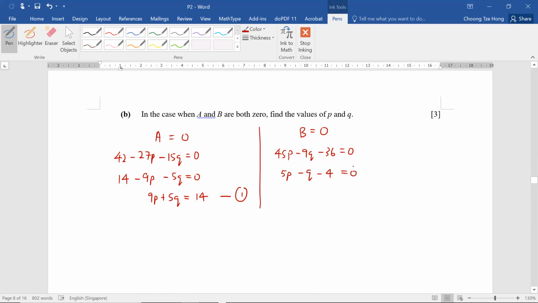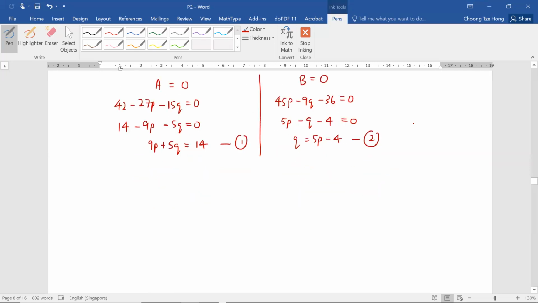Usually for simultaneous equations, in this case I think we'll make q the subject, and then we'll use substitution. If I make q the subject, then I'll have 5p minus 4. I'll call this equation 2. So we'll substitute equation 2 into equation 1.